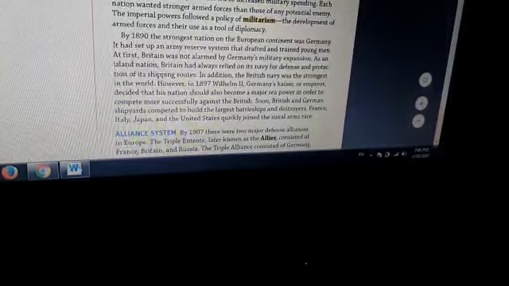Soon, British and German shipyards competed to build the largest battleships and destroyers. France, Italy, Japan, and the United States quickly joined the naval arms race. So it was actually a race.